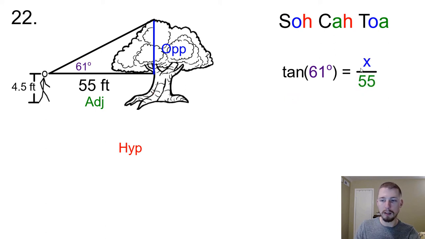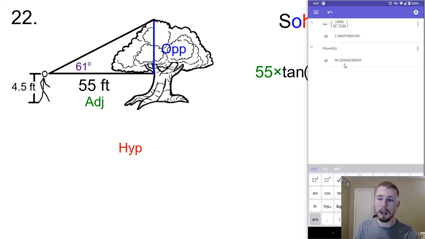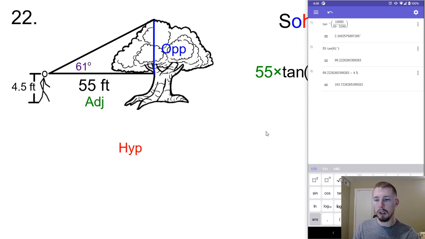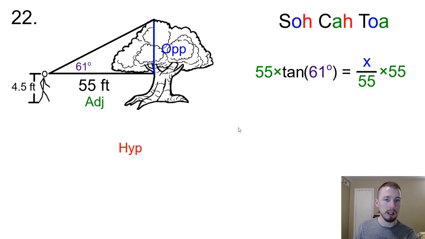And then x is not on the bottom. We just have to multiply both sides by 55. So put in the calculator 55 tangent of 61, which is going to be 99.22. And remember, we have to add 4.5 to that when we're done. So I'm going to take the previous answer, which is ANS, and it'll paste that for you. And I'm going to add to that plus 4.5, which will give us 103.72 if we round. So 103.72 feet is the total height of the tree.